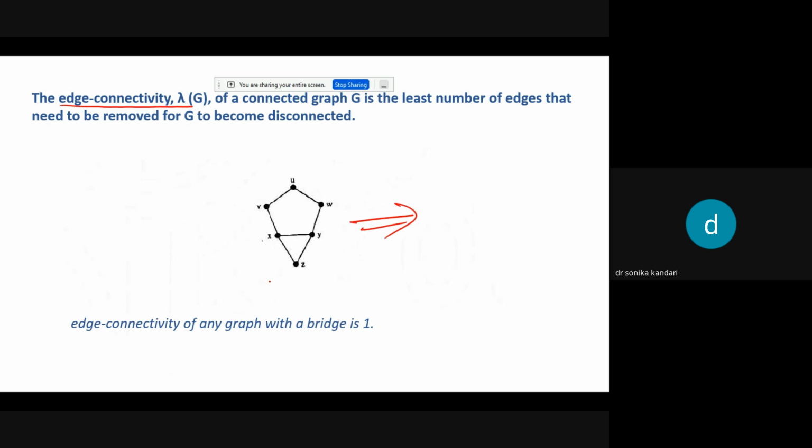What do we have to do? This is the graph. How can we make it disconnected? Remove WY and also VX. Yes, and we all can have different views. Fine. But one thing is clear, that we can remove one edge or more than one edge to form the disconnected components.